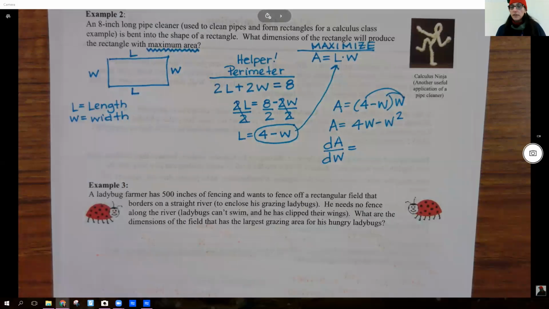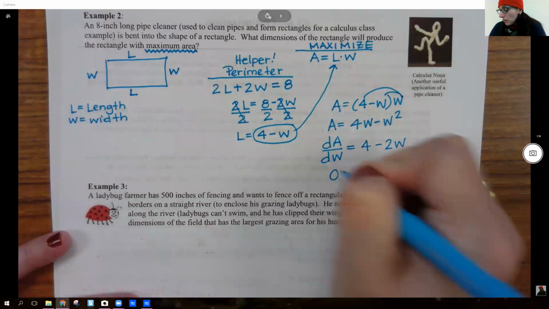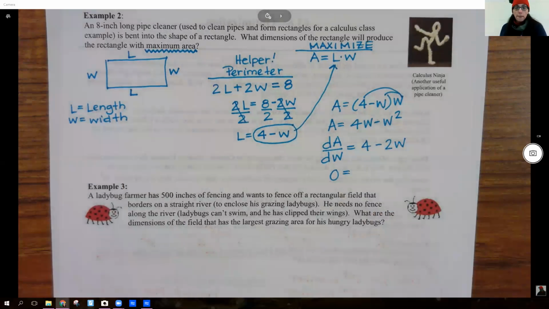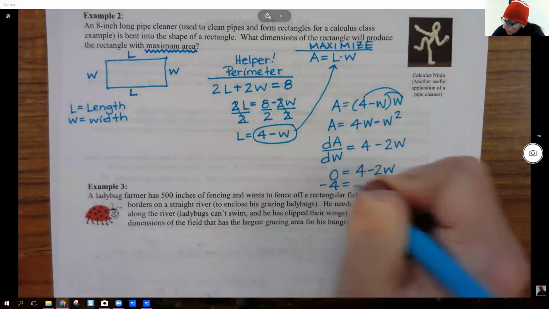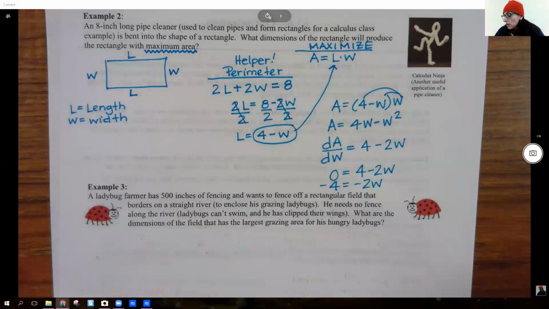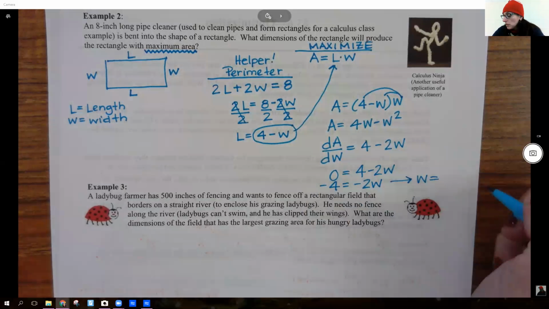And then what's your derivative of that? 4 minus 2w. Yep, good. Set that equal to 0. A maximum exists when the derivative is set equal to 0, because that would be where the tangent line is nice and flat at a max or a min. Solve for w. So -4 equals -2w. Therefore, w is 2.